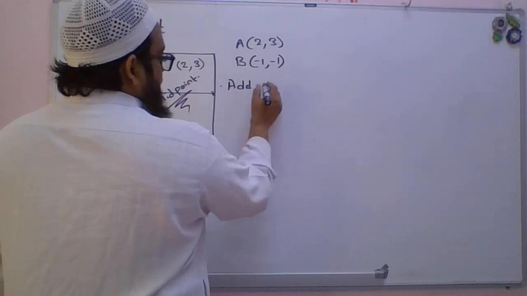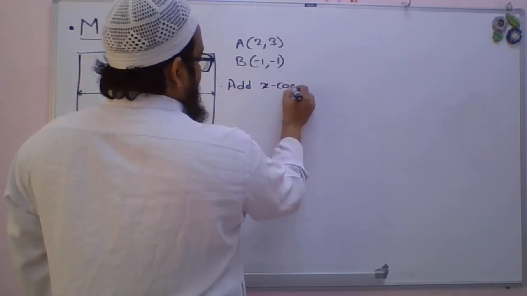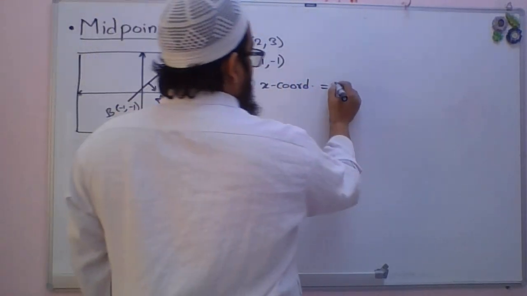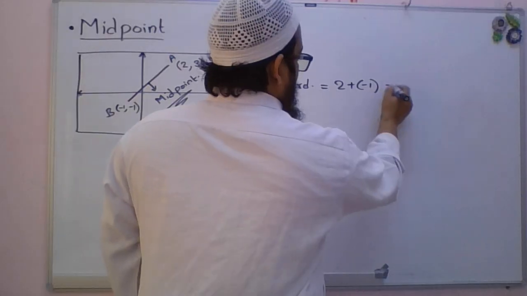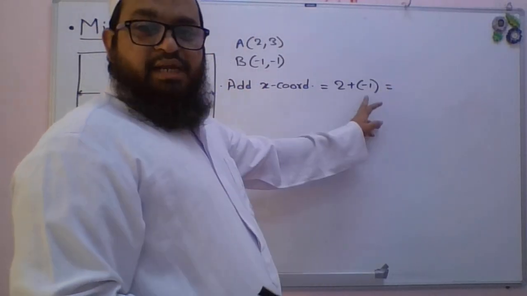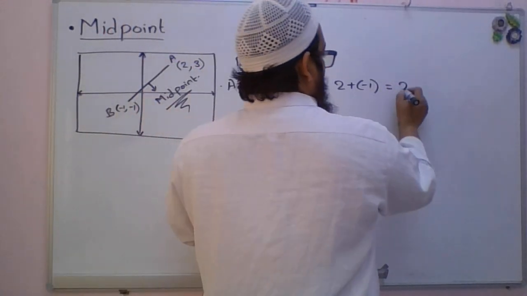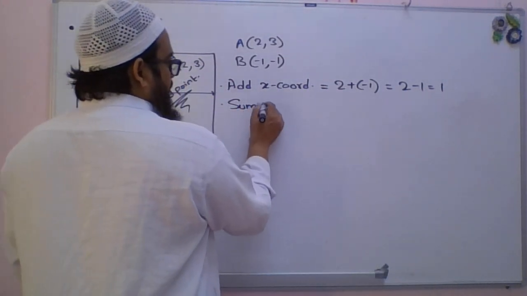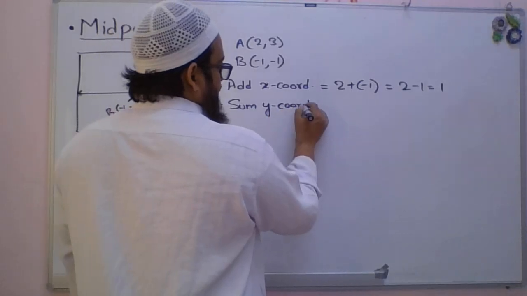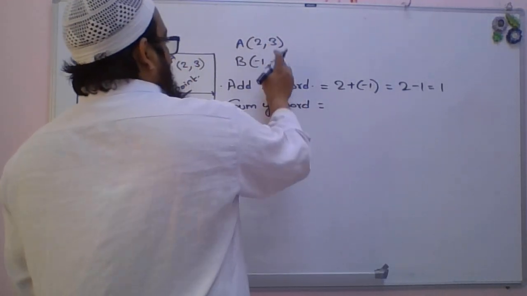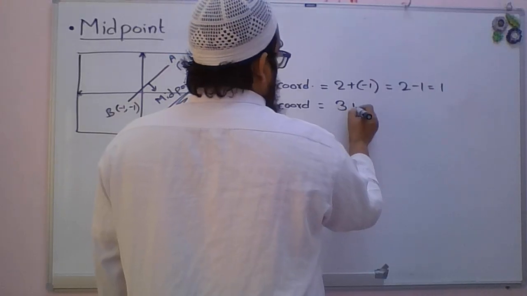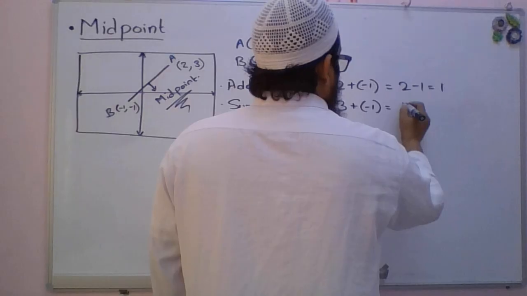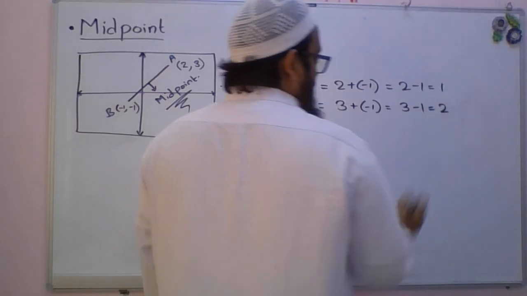add x coordinates. So when you add x coordinates, 2 plus of minus 1, the sign of the bigger number will always be the sign. So 2 minus 1, that is equal to 1. And now find the sum of y coordinates. So when I add, it is 3 plus of minus 1. So the sign of the bigger number will be the sign. So 3 minus 1, that is equal to 2.